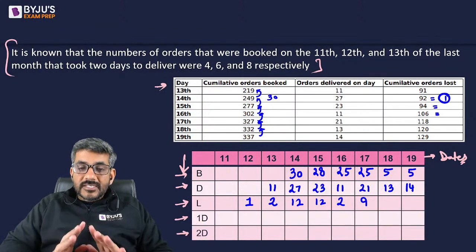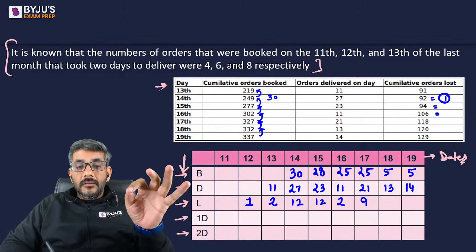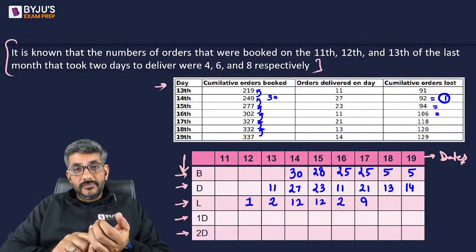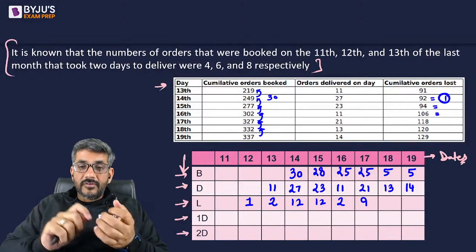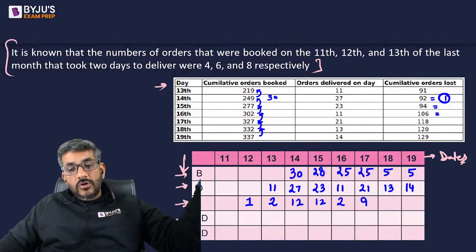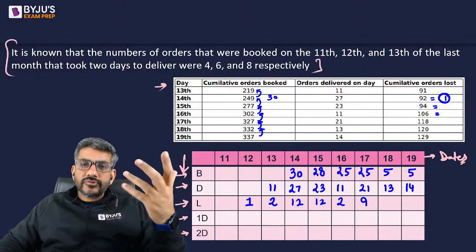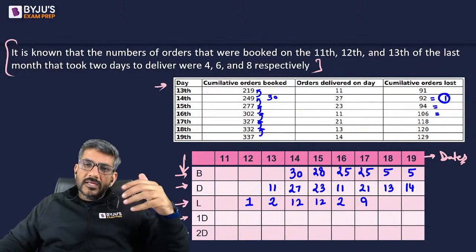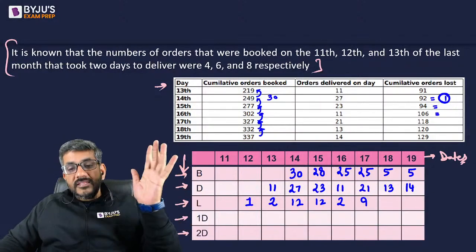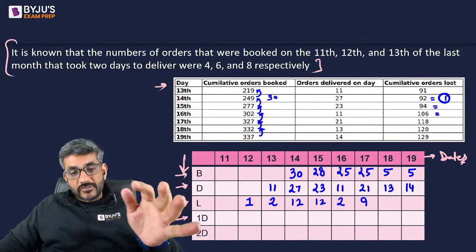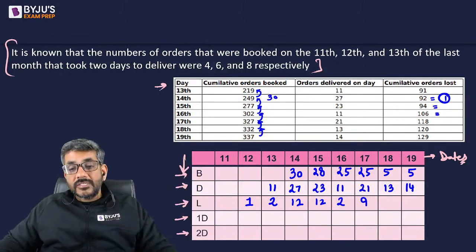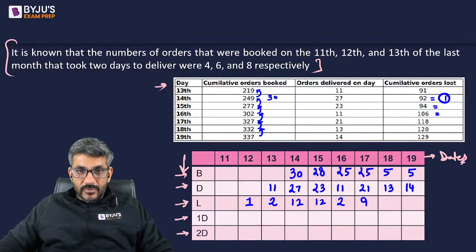I am sure you understood my point, but let me say it once again. My point is, if an order is marked lost on 14th, it must have been ordered on 12th. Ordered on 12th, not delivered by 14th, only then do we mark it lost, right? Similarly, something was ordered on 13th, it was not delivered by the end of 15th, so at the end of 15th it will be marked lost. So the 94 minus 92, which came to 2, was actually ordered on 13th, and that way we get the remaining figures as well.